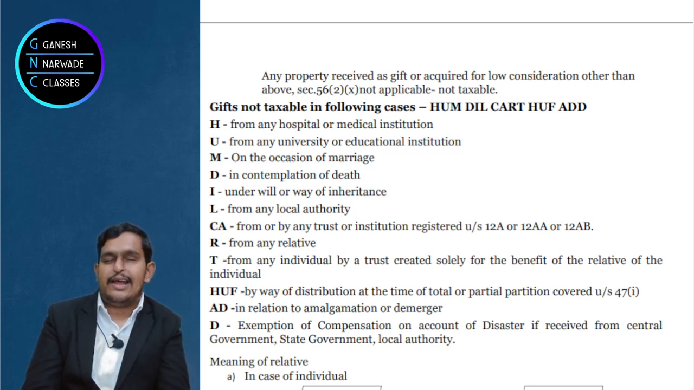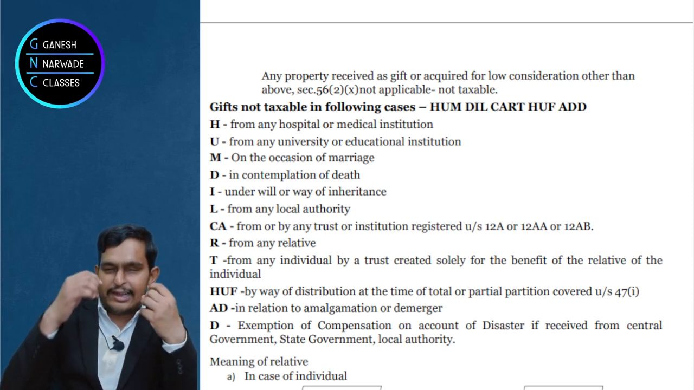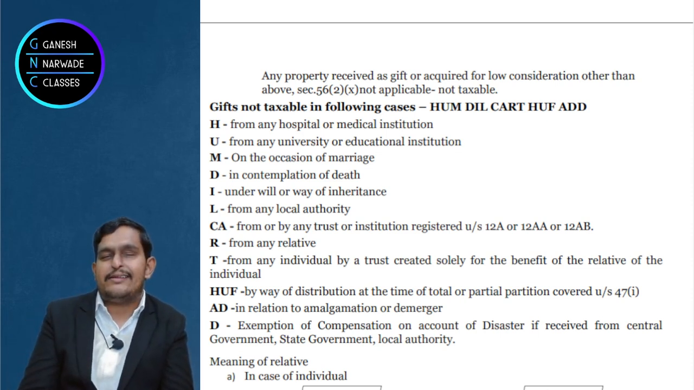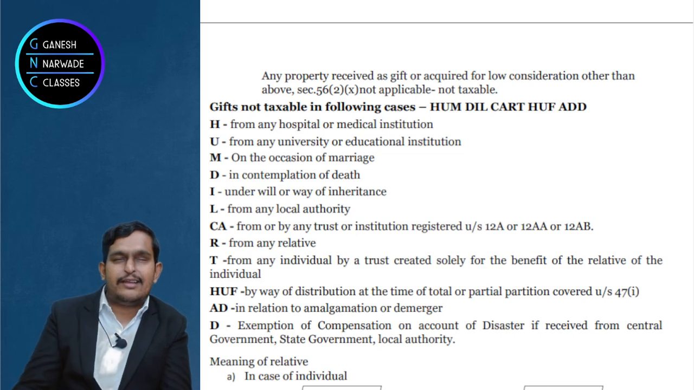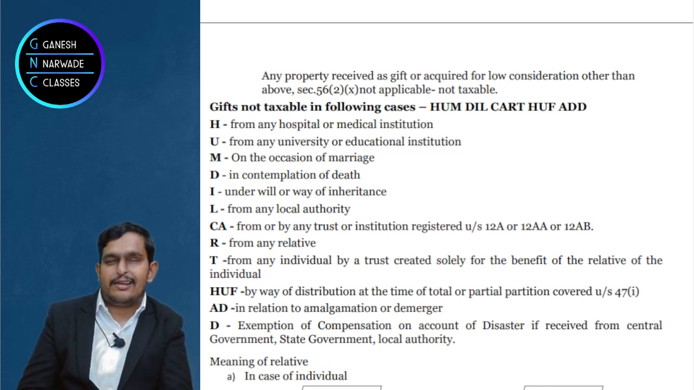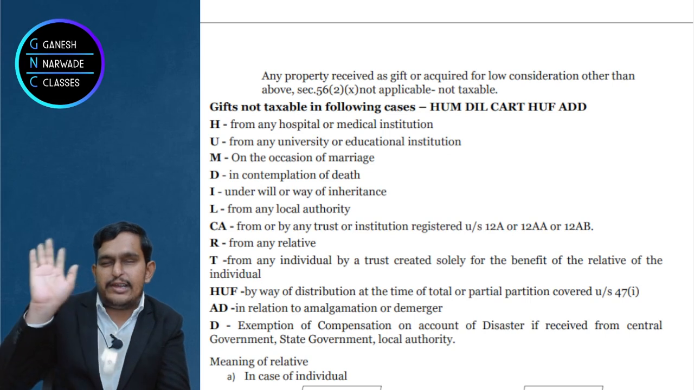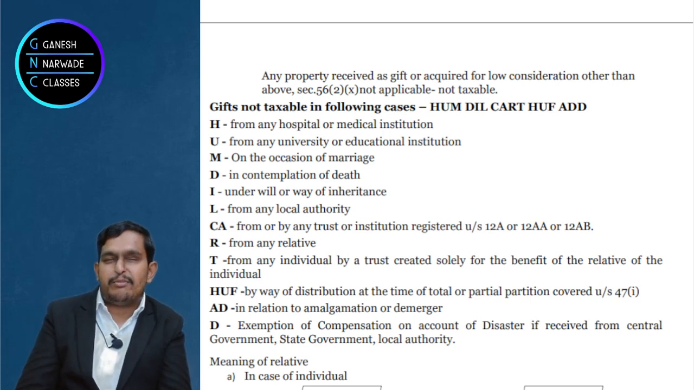So what is H? H for hospital or medical institution. U for university or educational institution. M for marriage. On the day of your marriage, you take any gift. I said on the day of your marriage, not your uncle's or your mama's marriage. M is for your marriage, not anybody's marriage. If I take a gift at someone else's wedding, it is taxable. In your marriage, if you take gifts, it is not taxable.